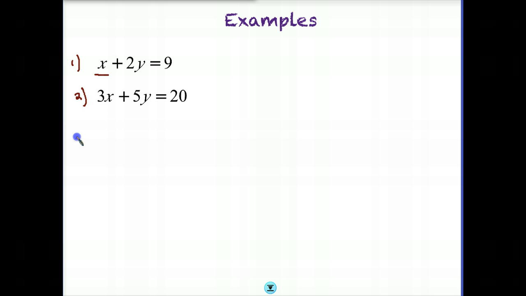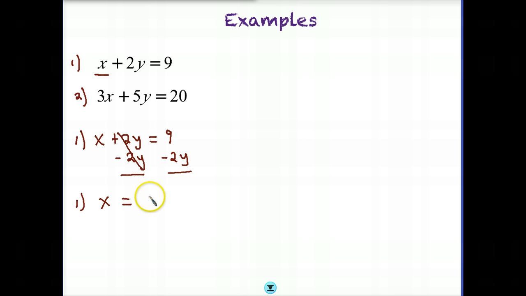So I'm going to go ahead and rewrite equation number 1. So I've got x plus 2y equals 9. And I'm going to move this 2y to the other side. I'm going to solve for x. That would be the easiest thing to do. So my new equation number 1 is going to be x. 2 minus 2 is 0. So x is equal to 9 minus 2y.